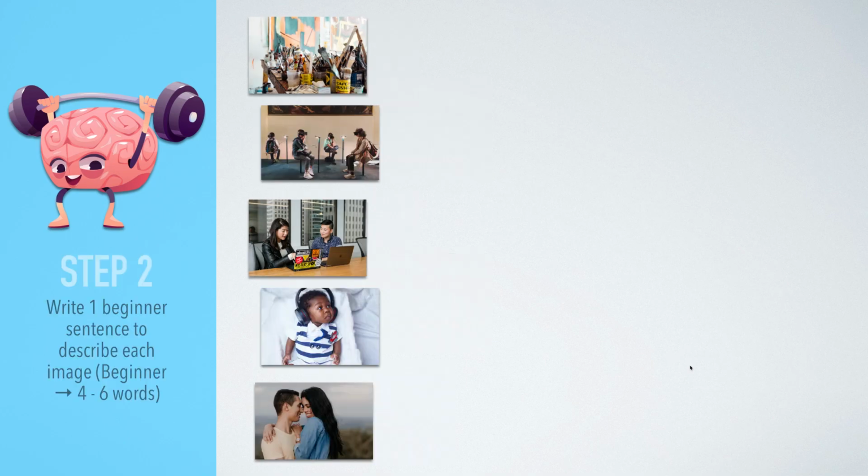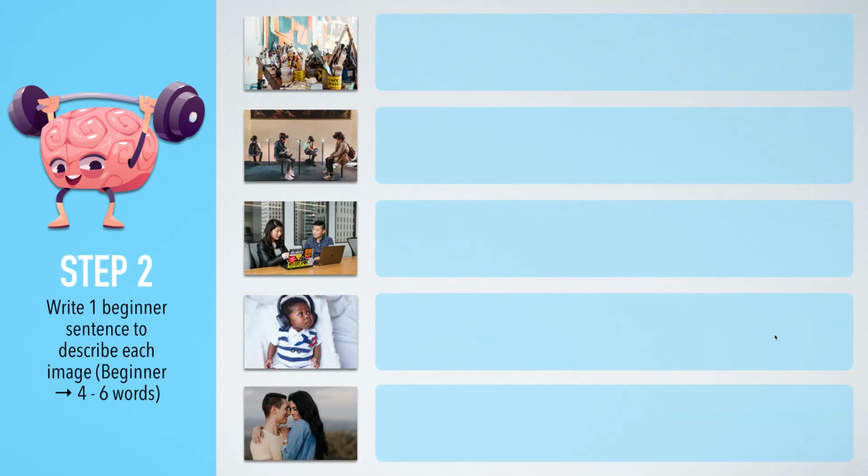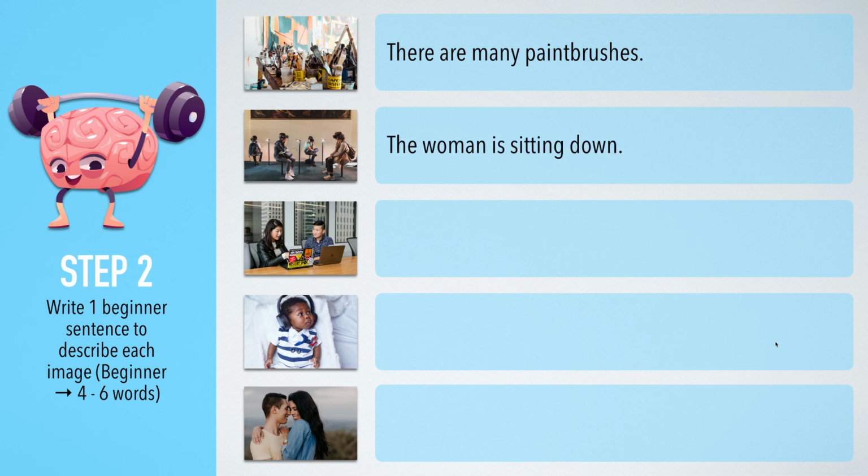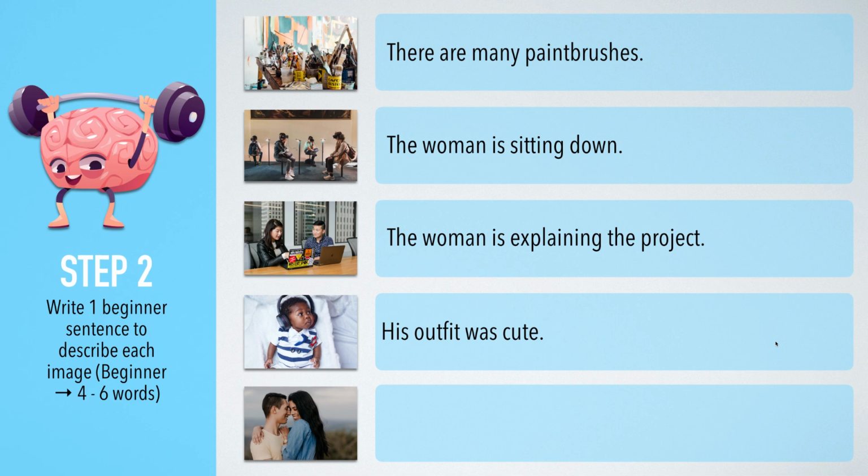Now, step 2, I need to write a beginner sentence. So for the first image, there are many paintbrushes. Second image, the woman is sitting down. Third image, the woman is explaining the project. Fourth image, his outfit was cute. And finally, she loves her husband.